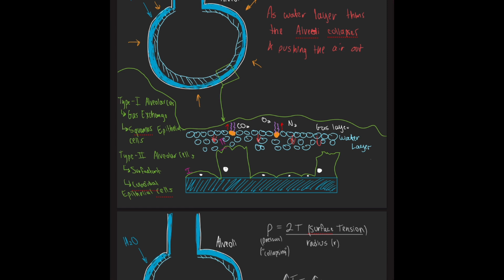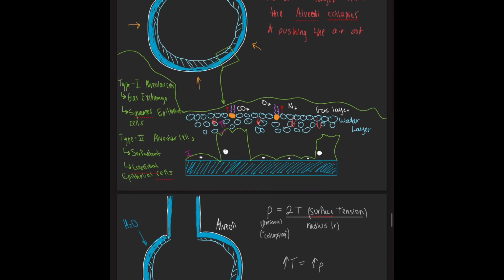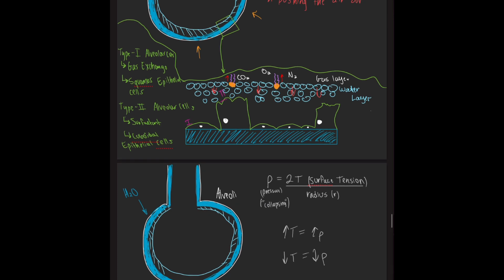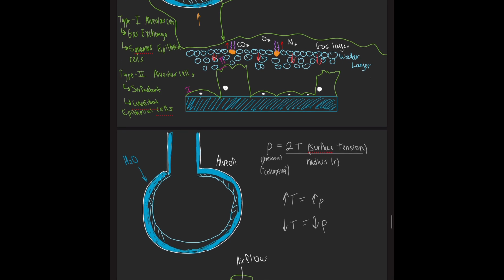So we have type 1 and type 2 alveolar cells. These are cells on the surface here. As you can see, we're going to have our water layer and our gas layer up here. Type 1 assists a ton with gas exchange, right? So it's going to allow oxygen and CO2 to be moved in and out of the cell in the right way that our body needs, right? And our type 2 cells are the ones that produce surfactant.